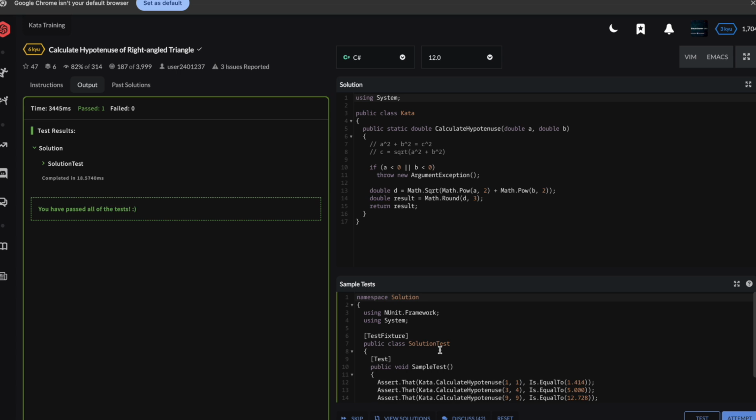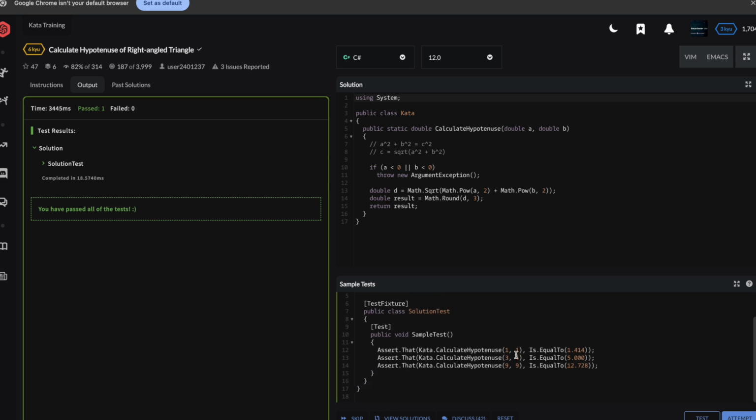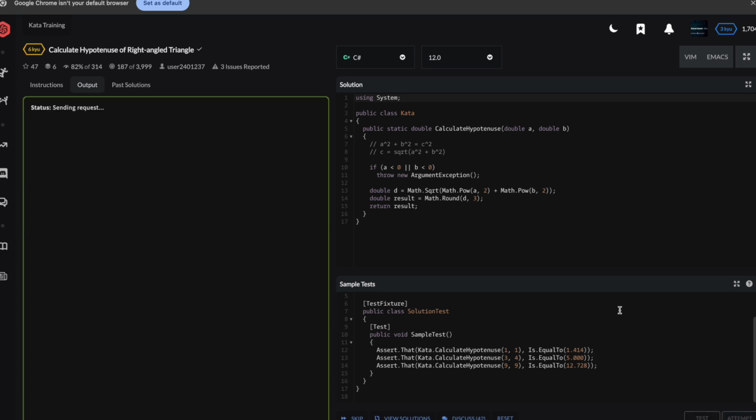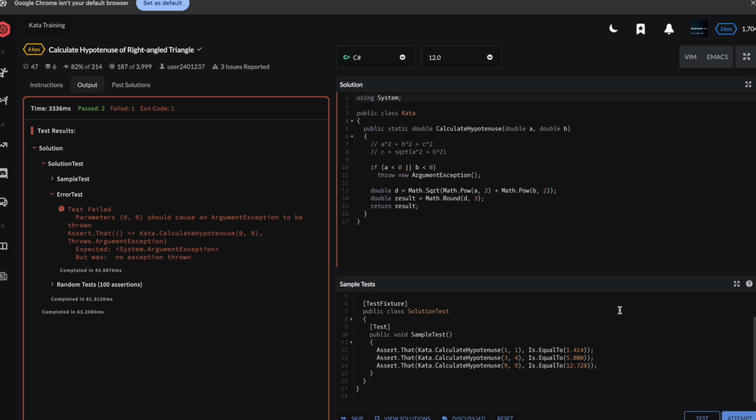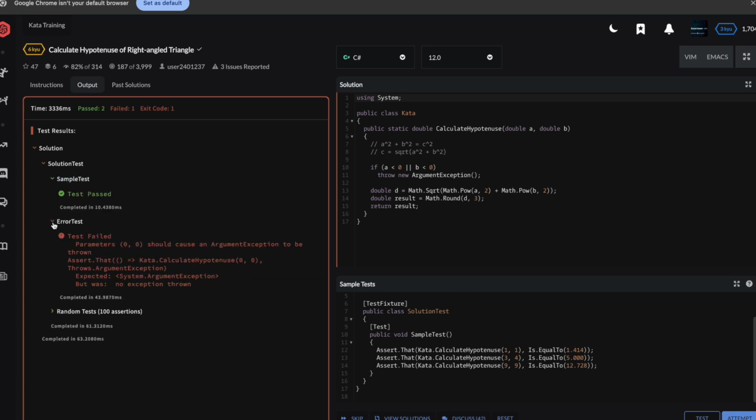Okay, good. So I passed these simple wave tests right down here, these few, but of course we know that's not the end of it. When we hit attempt, it's going to run us through other things. Okay, so sample test was fine, but you can see they have this group of other tests called error test, and there's another one called random test that we passed. But test failed, parameter 0, 0, it says should cause an argument exception to be thrown.